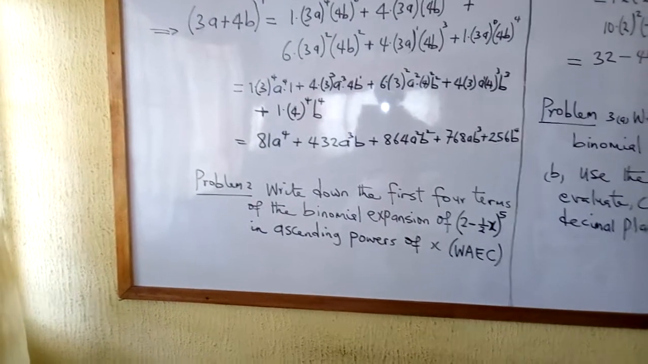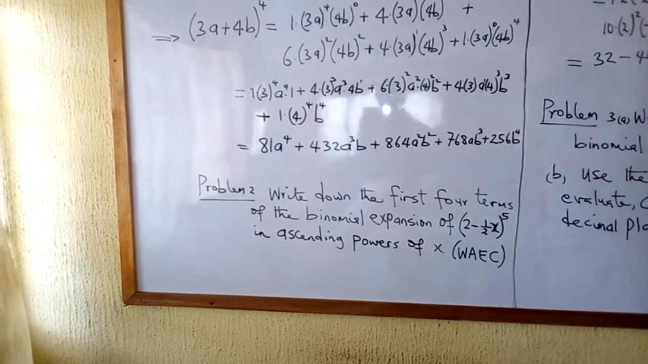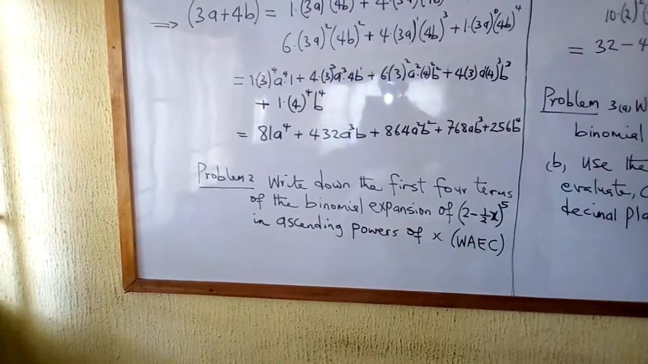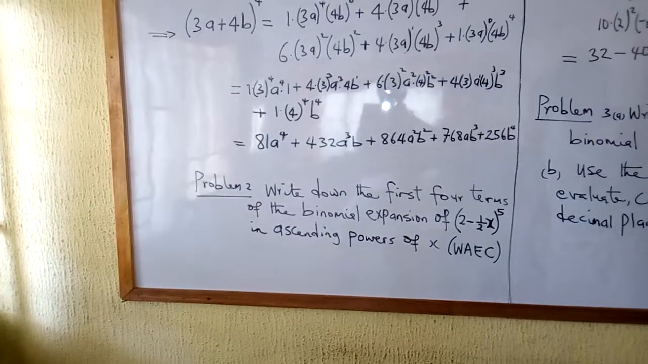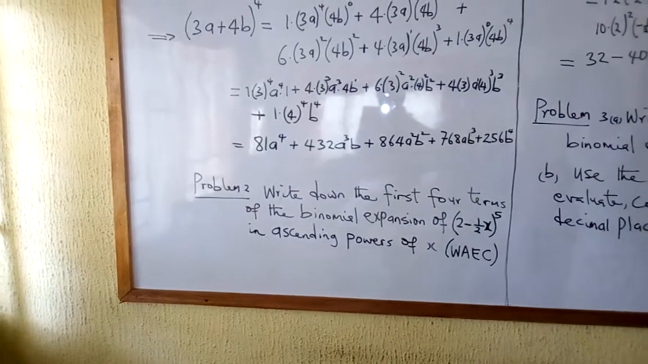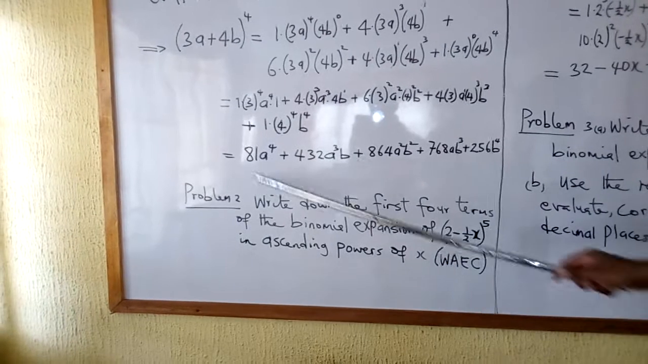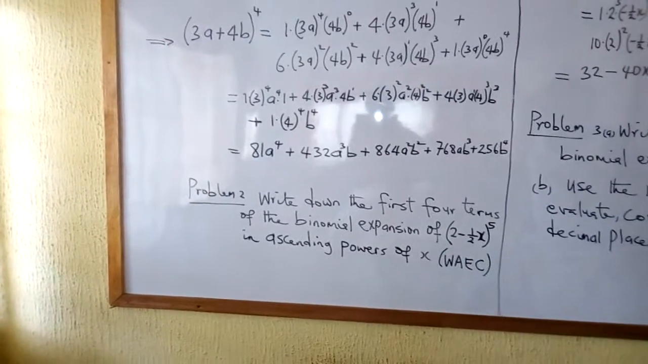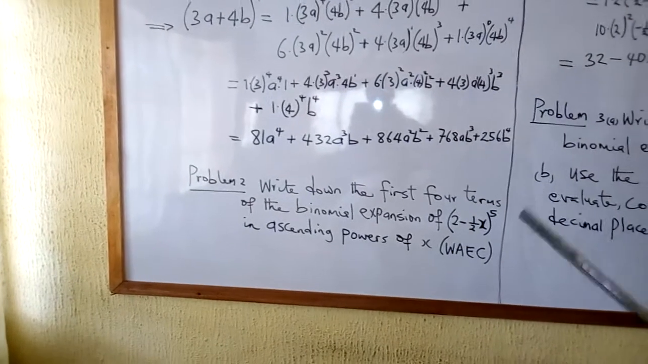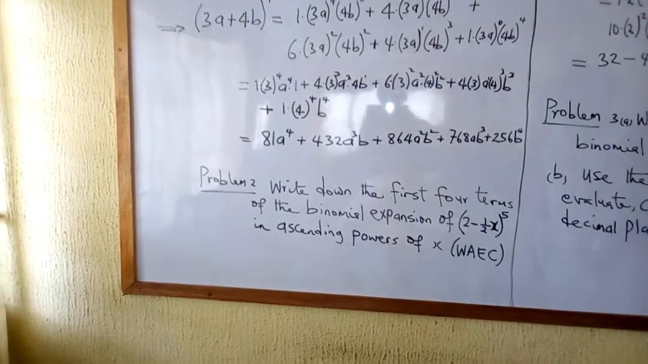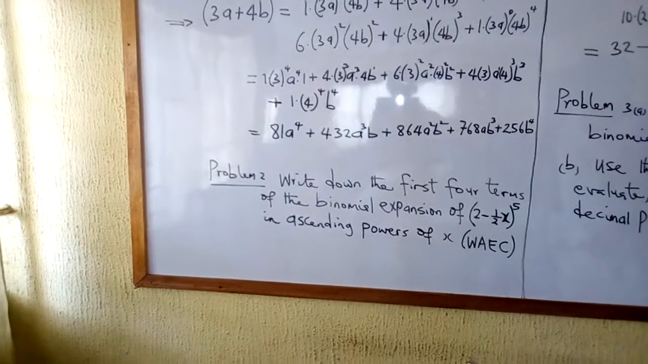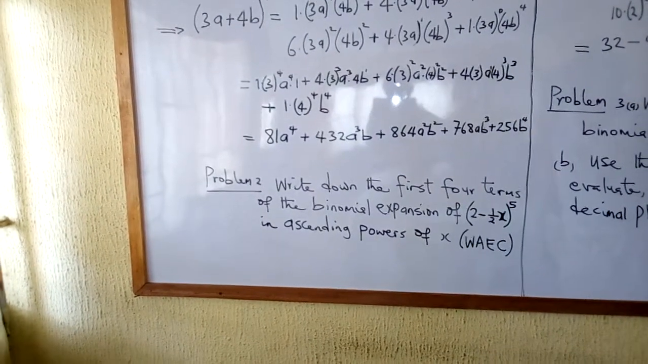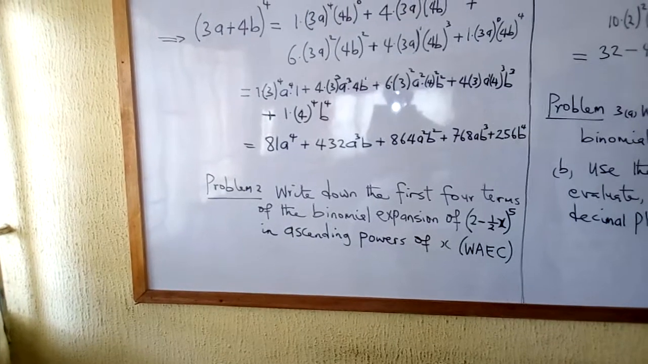Now we are going to expand completely to get to the final answer. 3 raised to power 4 is what? 3 multiplied by itself 4 times: 3 times 3 times 3 times 3, that's 81a raised to power 4. Then 3 raised to power 3 is 3 times 3 times 3, 27. And then 4 times 4 is 16. 27 times 16 is 432a raised to power 3, b raised to power 1, or b.